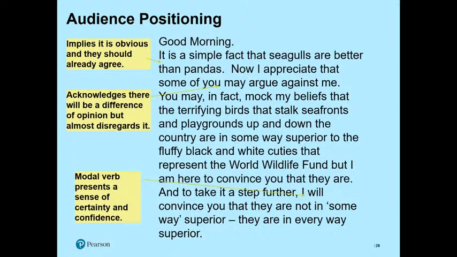Now, I acknowledge the difference of opinion, but I kind of disregard it. I'm here to convince you they are better. Okay? You might mock it, but they are better. And then this modal verb: I will convince you that they are not in some way superior. They are in every way superior.